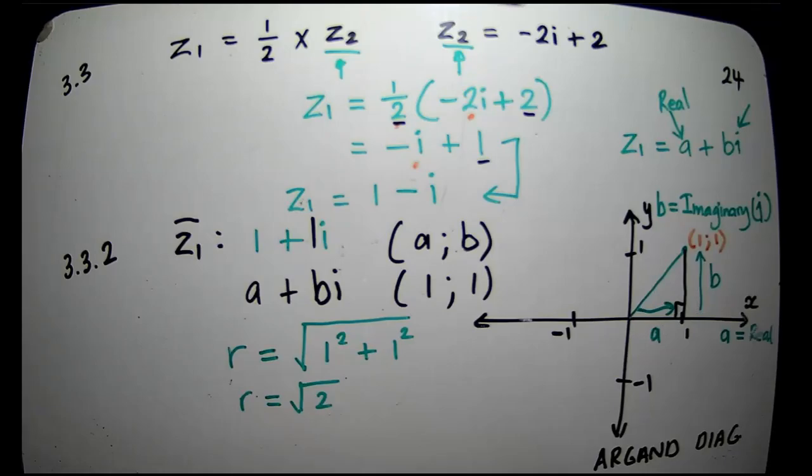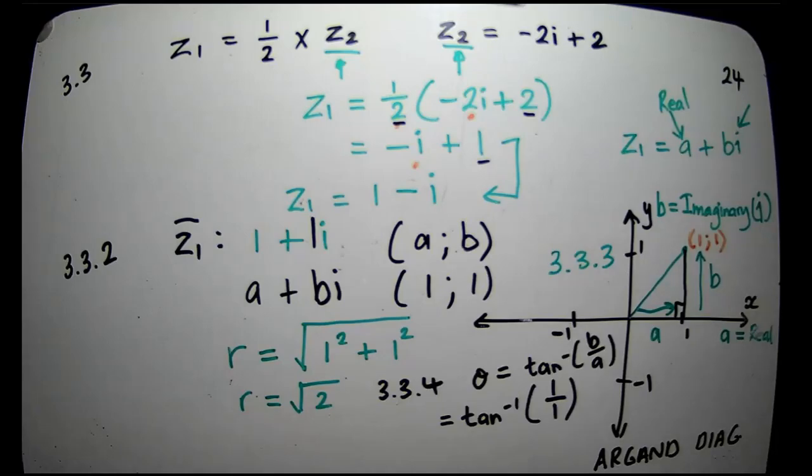The next thing for polar form we need to find is the angle, right? So don't forget we're working on 333's example at the moment. 333 was to draw the diagram. And now 334 is to find the angle.